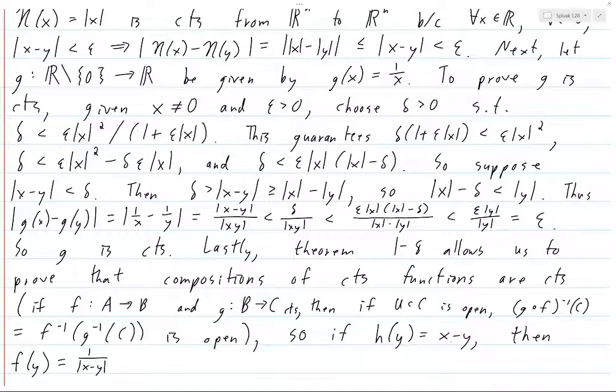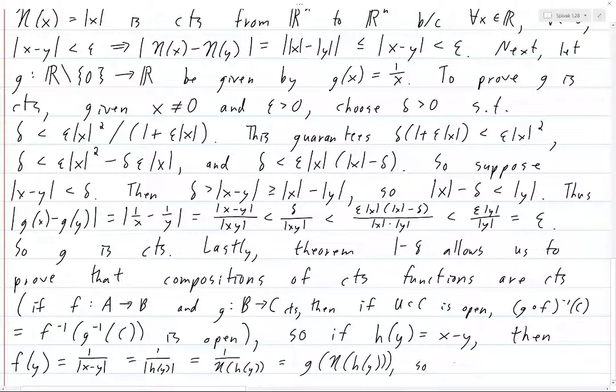You can use a delta epsilon argument if you want, and I think delta would just depend on epsilon and on the slope of this line. You can work through the details if you want, but it should work out really nicely. So anyways, this is 1 over the absolute value of h of y, and this is 1 over n of h of y. So this is, what did I call it? g of n of h of y. So f equals g composed with n composed with h is continuous because each of these three functions that we've chosen is continuous.